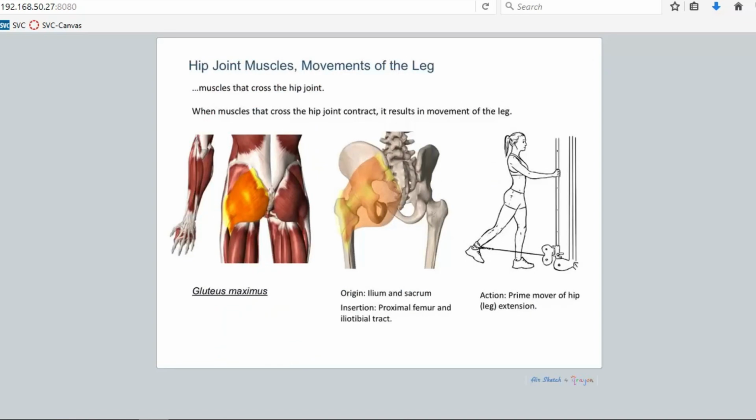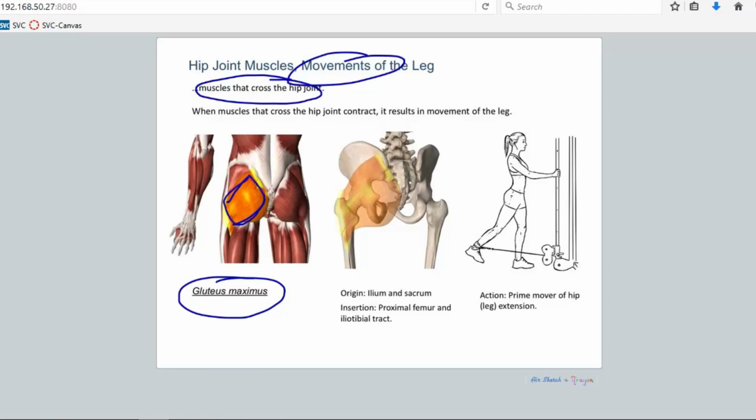Okay, moving down to the hip joint, and these are muscles that cross the hip joint. They're going to be involved with movements of the leg, and the big guy back here is the gluteus maximus. The origin is on a little bit of the ilium and also the sacrum here, and then the insertion point is on the proximal side of the femur. This is a large, powerful muscle, and in particular when it contracts, it draws that insertion point back and results in hip extension. It's the prime mover of hip extension.